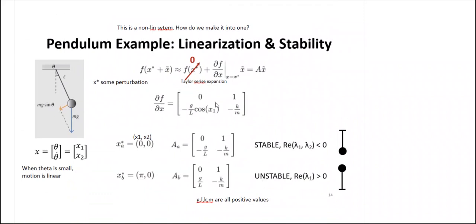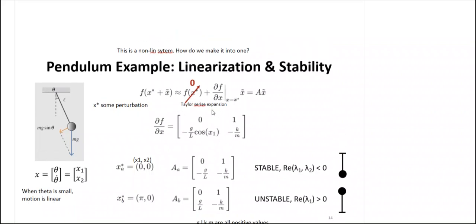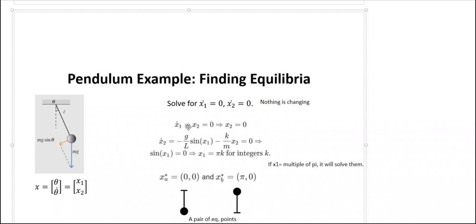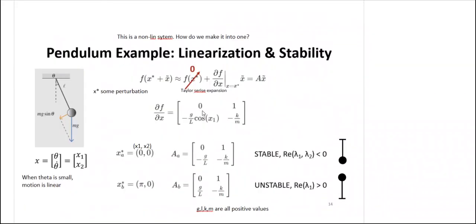So a pendulum example: linearization and stability. So this is a nonlinear system. How do we make it into a linear system? This star is some sort of external perturbation, and we do Taylor series expansion and we get this somehow, and I don't really understand, but this thing is from the previous equation. So x2 is just like this, x dot 2, and this is like x dot 1. So we are 0 and 1, and that's where these terms came from.